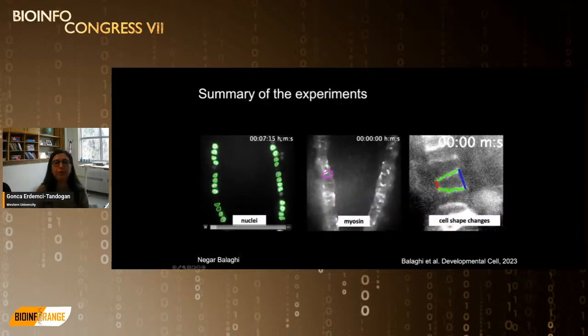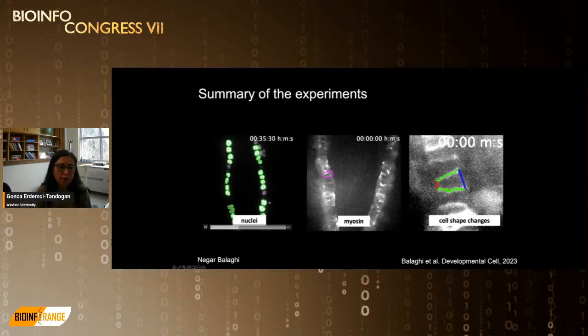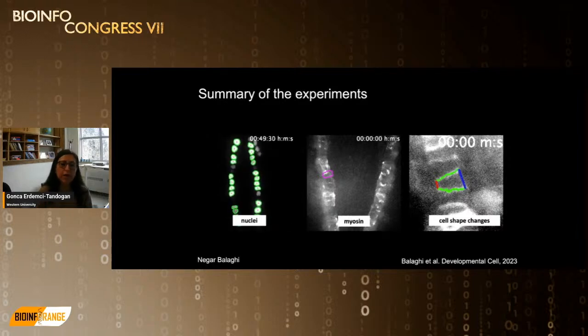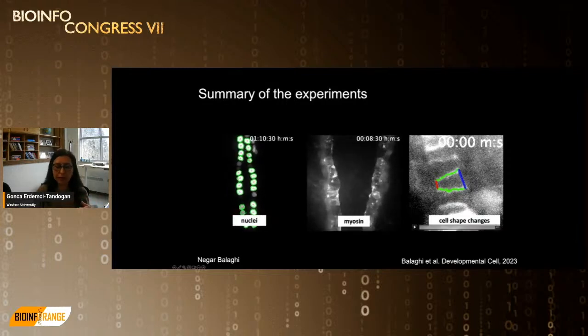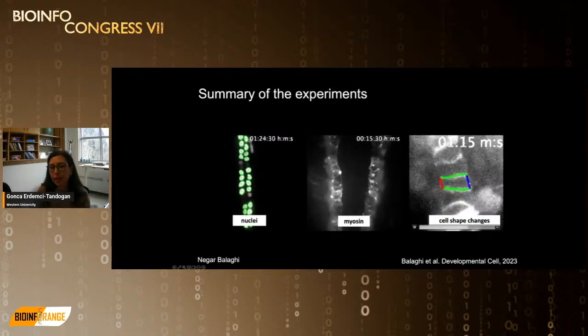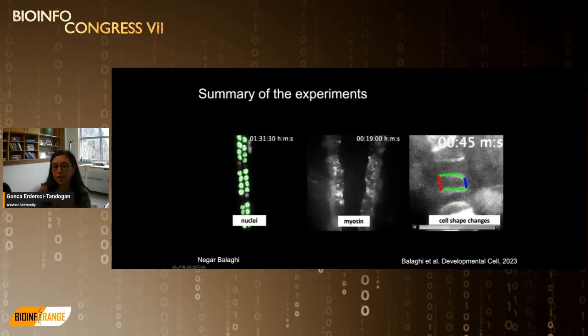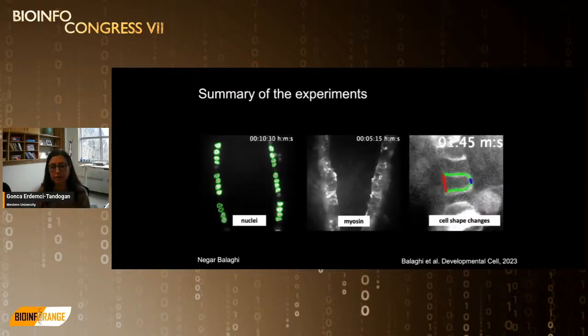And here's a summary of what we know from the experiments, and then I will show how we integrate these into our physical models. We know that the cell nuclei oscillate back and forth, and we know that there is a cyclic myosin flow between the front and the back of the cells. And we also know that there's cyclic cell shape changes happening. The cell edge in the front and the back contracts and springs back, and contracts and springs back.